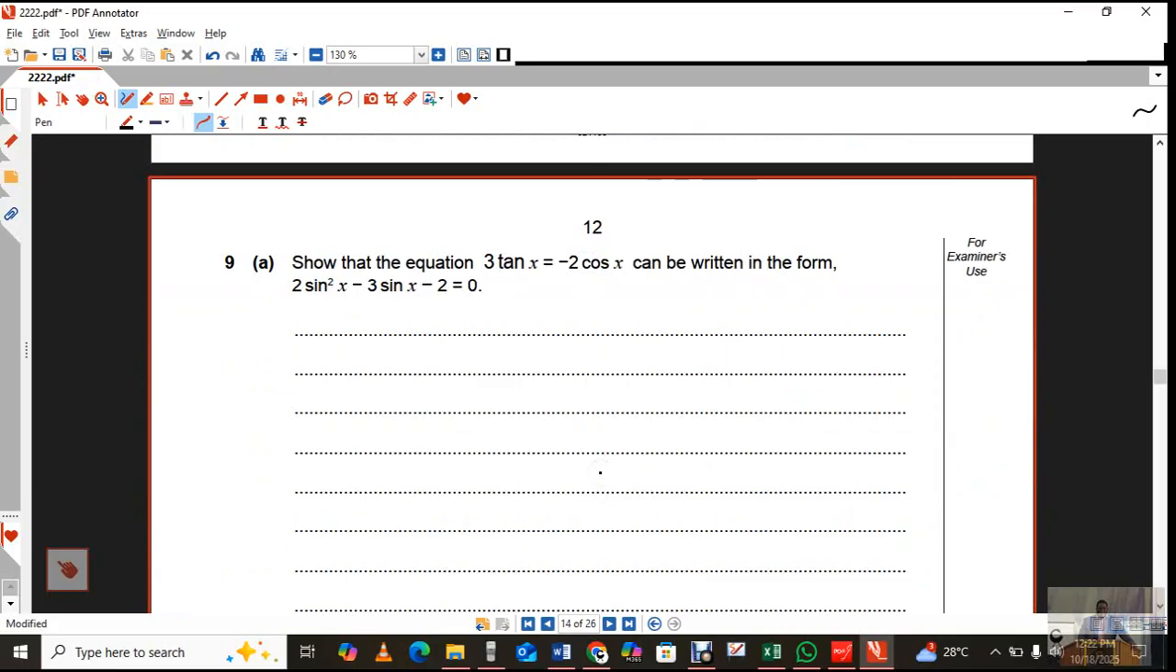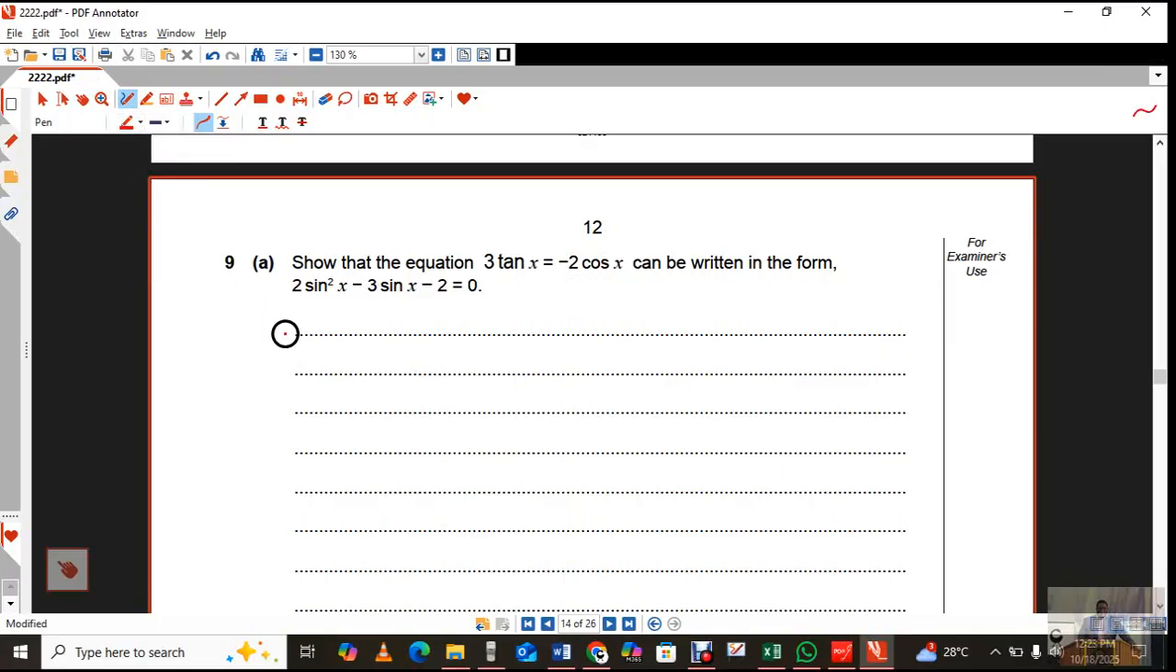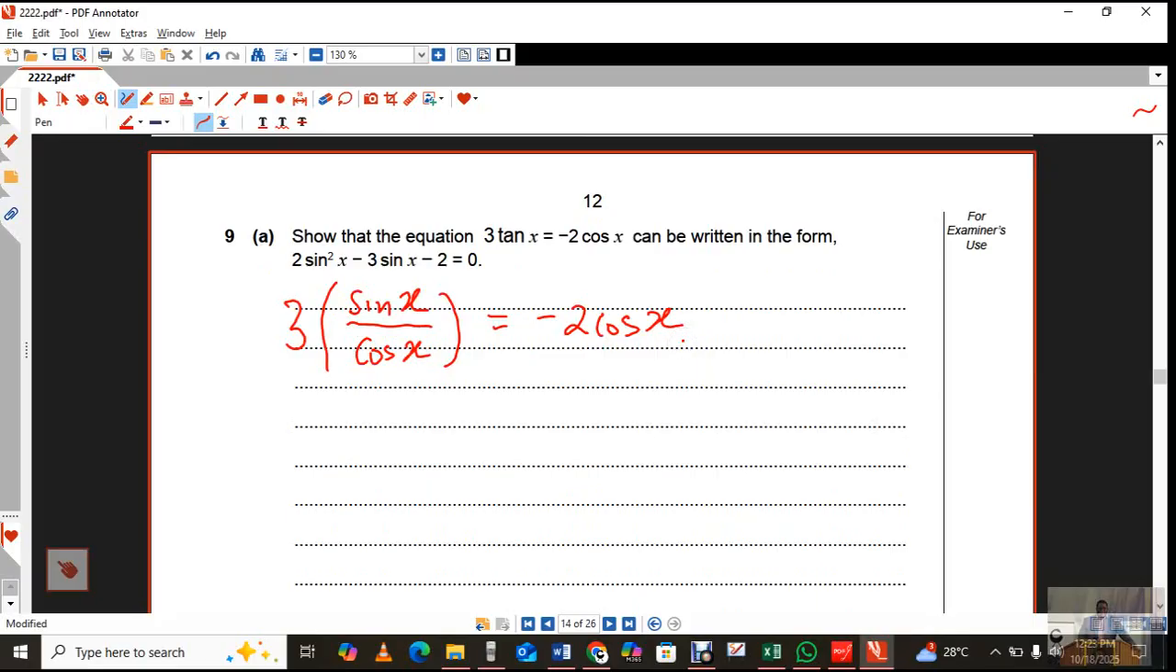Question 9, sorry. They say show that the equation 3 tan x is equal to -2 cos x can be written in this form. So what do we know? As far as tangent is concerned, we know that tangent can be written as sine x over cos x. That's what we know. And this is equal to -2 cos x. Right. There are many ways that you can do this. Okay. You can obviously say this is nothing but 3 sine x is going to be -2 cos square x. What I do is I'm multiplying both sides by cos x, and if I do that, the cos x cancel, and I also multiply this side by cos x, and cos x times cos x is cos square x.